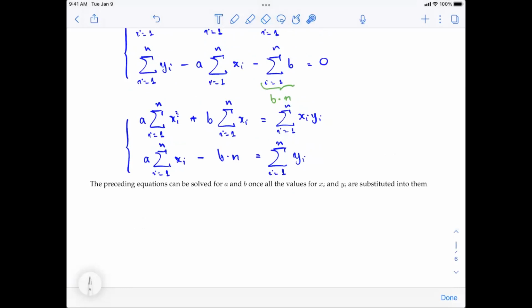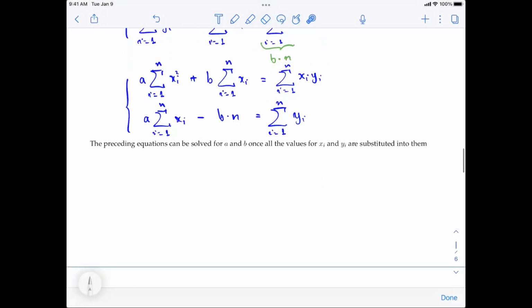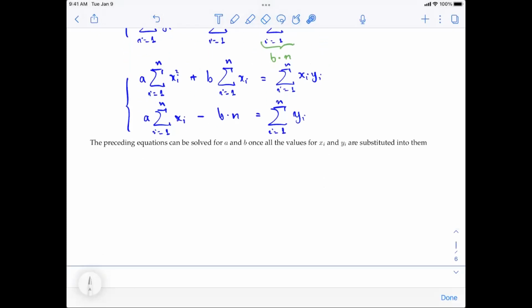I'm not going to spend time going through the detail of how to solve this system of linear equations. But absolutely, you can solve for the solutions of a and b from the system of equations. Here's the formula for a and b.